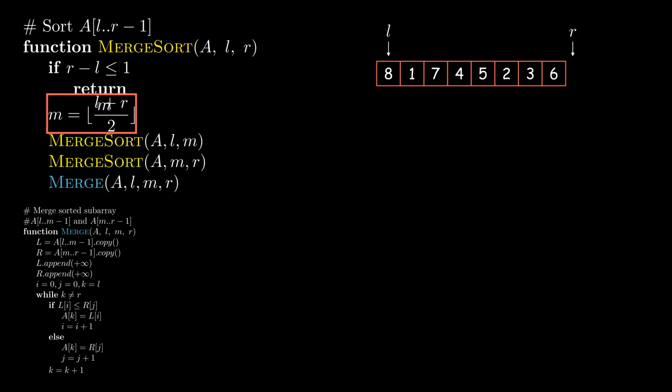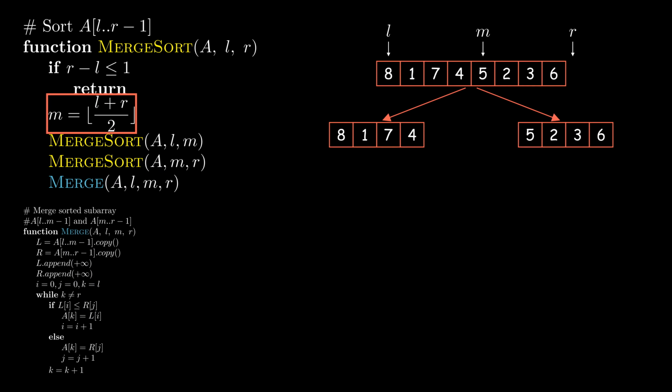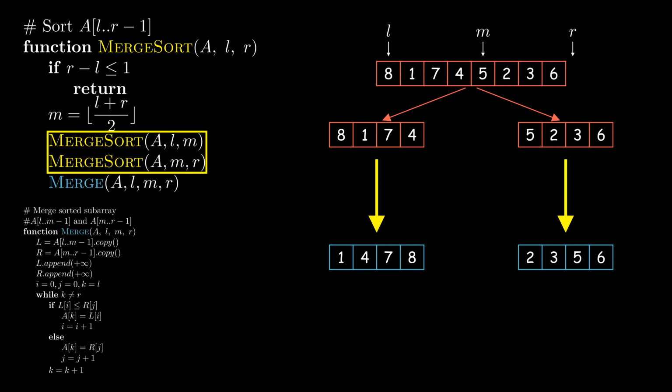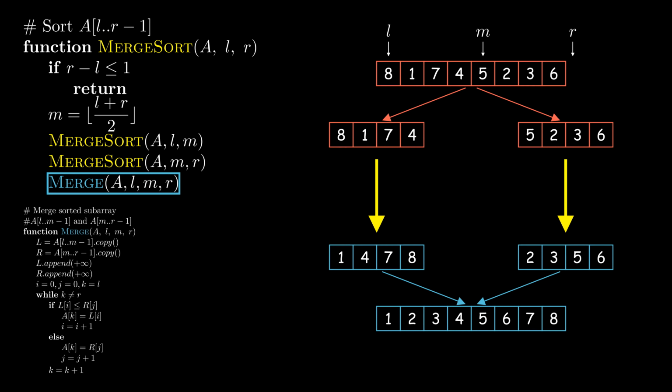Then, we calculate the element in the middle of L and R, denoted as M, which is equal to (L plus R) divided by 2 and then rounded down. We then call the function recursively to sort the elements in the left closed right open interval between L and M, and the elements in the interval between M and R. Finally, we can call the merge function to combine the two sorted arrays into one.